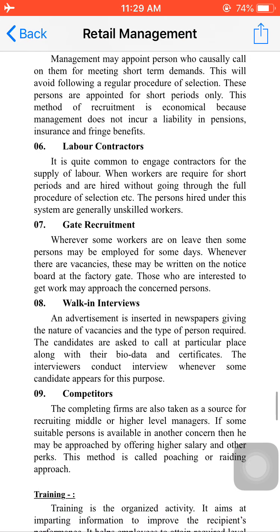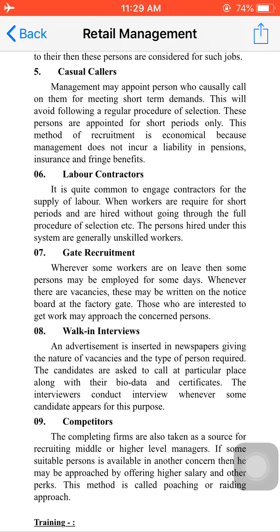Like you have various companies even in our industrial area, like Hero Honda and others, all those are the various companies. Even the same as labor contractors. The next one is gate recruitment. Gate recruitment is nothing but wherever some workers are on leave, then some persons may be employed for some days. It is like deputation. If one person is absent, in his absence you work for him. That is what you call gate recruitment.